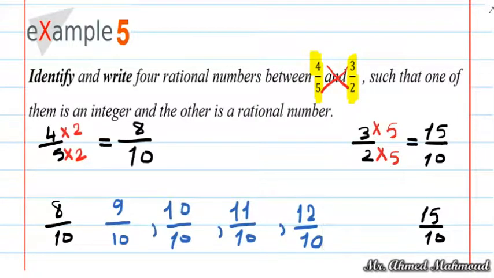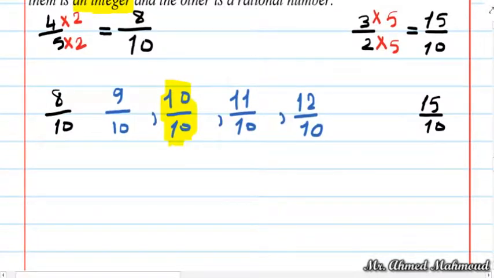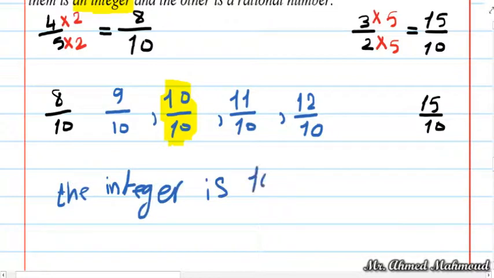But in the second condition, he needs an integer. An integer, which of those numbers is an integer? Yes, looking at 10 over 10, which equals 1, I write this one as a note. The integer is 10 over 10, which is equal to 1.